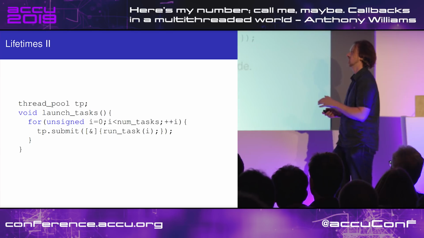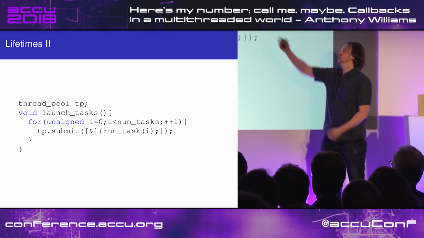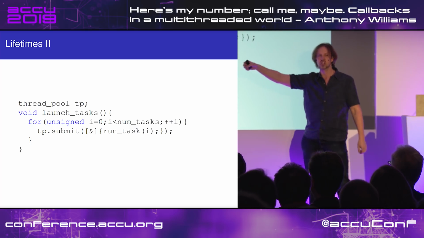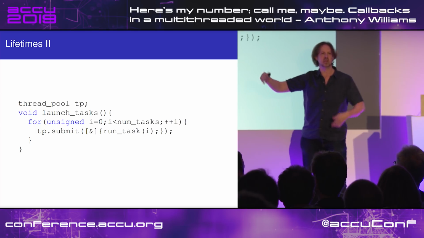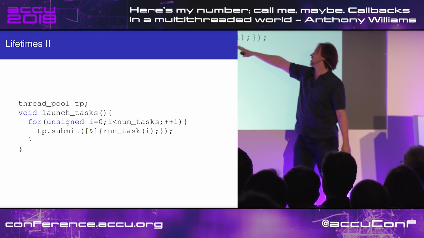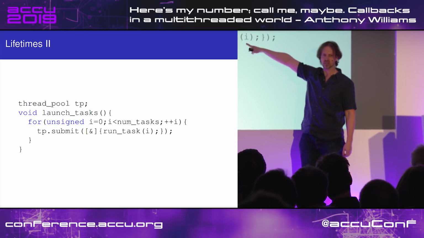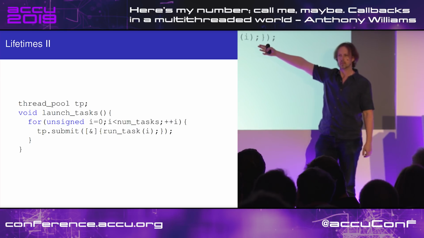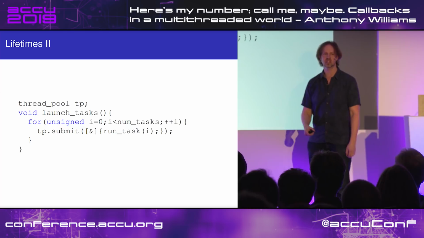So, just as a simple example here, okay, we've got some thread pool, we're trying to launch some tasks, we're going to launch some number, and we give them all a unique number so they know what they're supposed to be doing or which block of data they're supposed to access. So we submit to our task, we say run task, and we've got a lambda, and we take I by reference capture so we can reference I in our lambda to say we're going to run task I. Okay. Nice and straightforward. If this was single-threaded code, that would be fine.